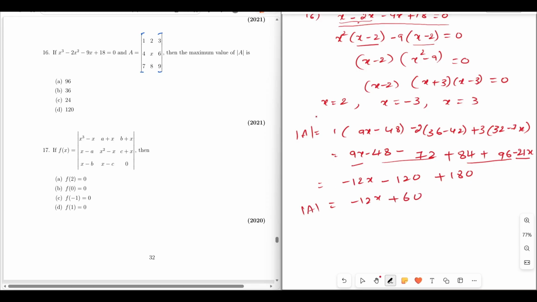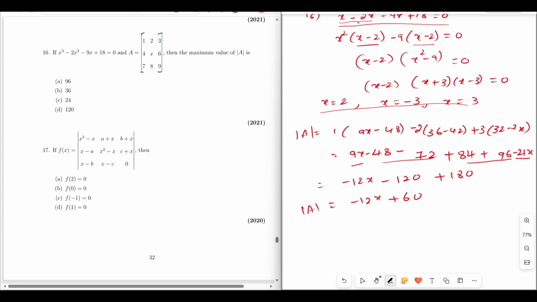So now you have got three values for x, that is 2, minus 3 and 3. Suppose if I substitute the value of x as 2, we'll get minus 24. 60 minus 24, you are subtracting the value. If I substitute x is equal to 3, if I take again the positive value, 12 threes are 36. So minus 36 plus 60, again subtracting the value.